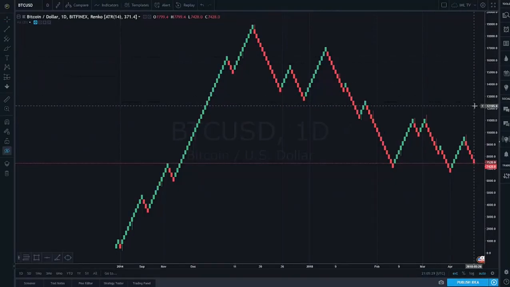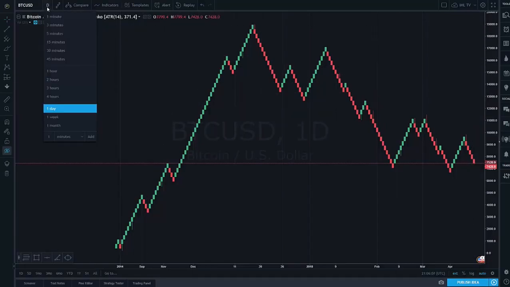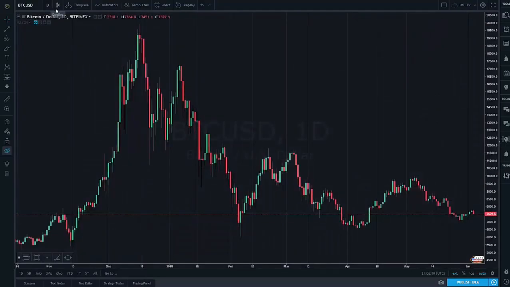So as we can see, the current candlestick that is printing, it opened at $7,799.40, with a low of $7,428. This candlestick has been printing for several days simply because it has not been able to successfully move 371 pips in the same direction. So all of the stuff that's happening, when we look at the day to day, we can see that price is still moving, but it hasn't been able to successfully move in the same direction to create a new candlestick for us to look at.